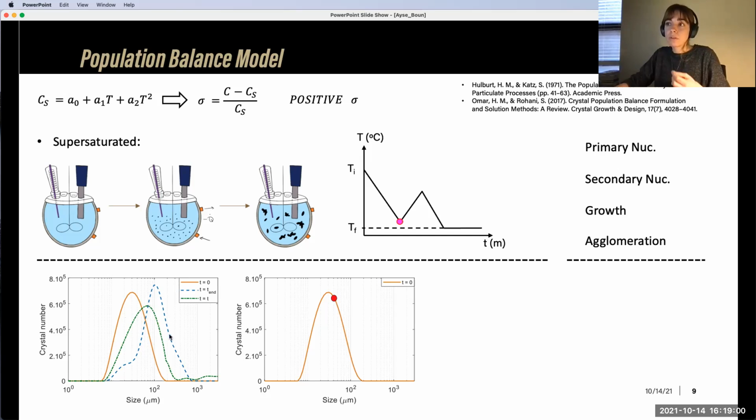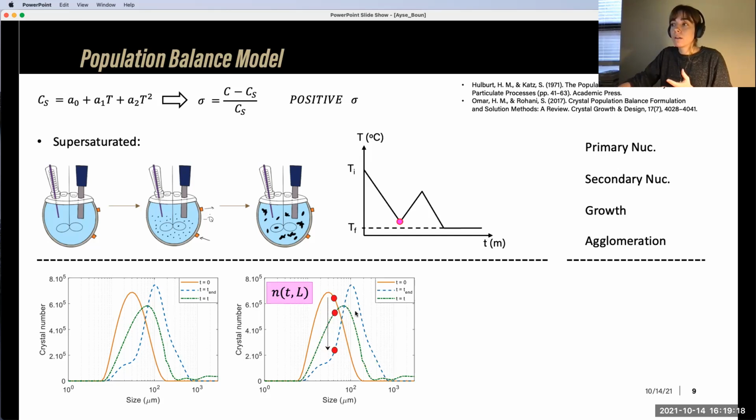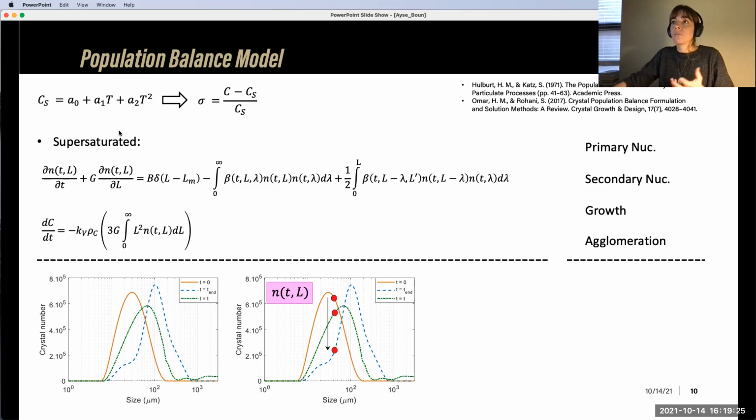This is something we care about because, again, as I told you, crystal size and shape affect almost everything later for your drug production. And what is really happening here is basically the number of the crystals at a certain size is decreasing, while at other sizes it is increasing. So this is a number balance, what we are trying to simulate. And we use partial differential equations to look at the number change during time and based on the length.